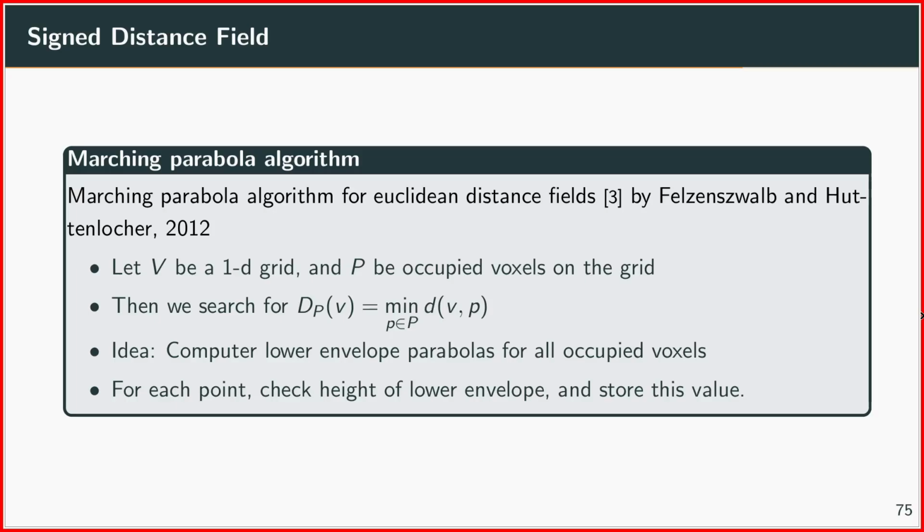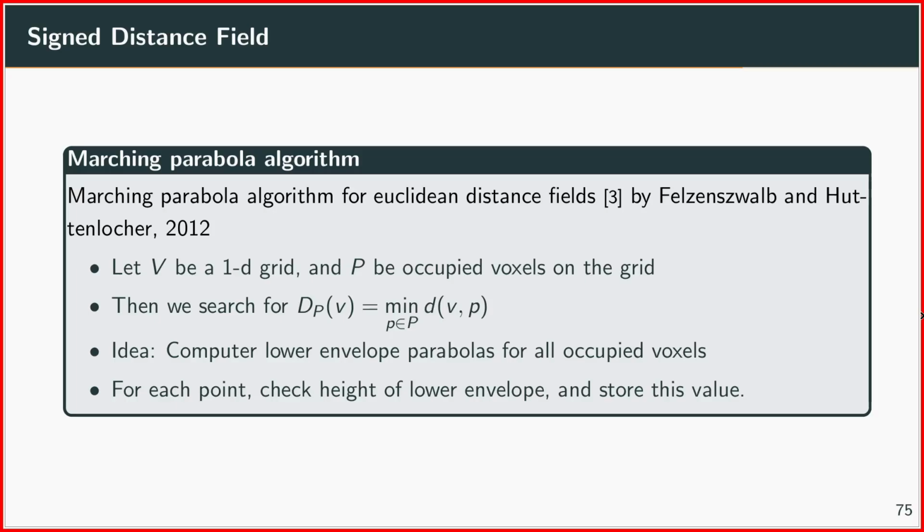One of the most famous algorithms to do that is the marching parabola algorithm. Let me just see, I think we still have time to cover this. The marching parabola algorithm is one way we can efficiently compute signed distance fields. The idea is that we have V, which is our grid, and P are all the occupied voxels on the grid. Then you want to search for a function which we call dp of V, which is the minimum over all the occupied voxels of the distances to these occupied voxels.